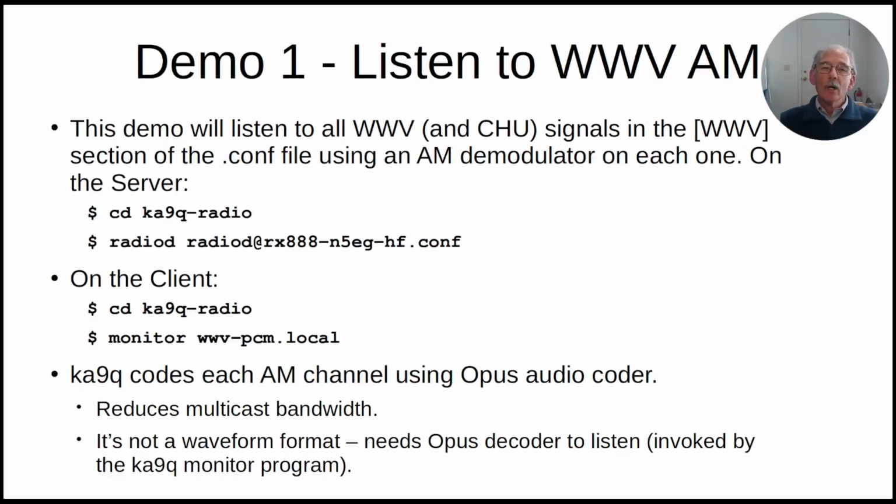ka9q radio codes each AM channel using an opus audio coder, which reduces the multicast bandwidth. The opus coder does not produce a waveform format, it produces an audio coded file. And the monitor program in ka9q receives those opus coded streams, and then it decodes them and produces a waveform file, which can then be sent to the audio card on the computer.